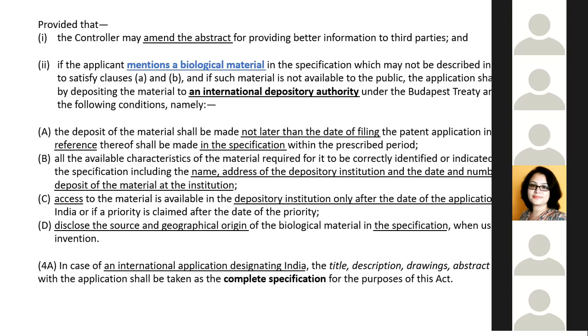All the available characteristics of the material required for it to be correctly identified or indicated are included in the specification, including the name, address of the depository institute, and the date and the number of the deposit of the material at the institution. Access to the material is available in the depository institution only after the date of the application of patent in India, or if a priority is claimed, after the date of the priority. Disclose the source and geographical origin of the biological material in the specification when used in an invention.